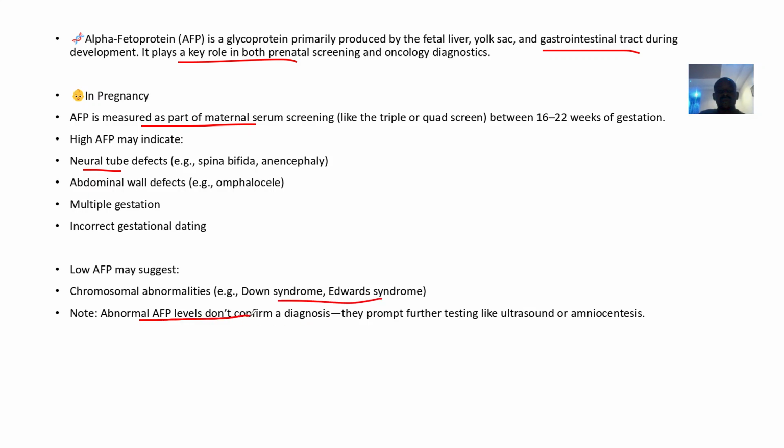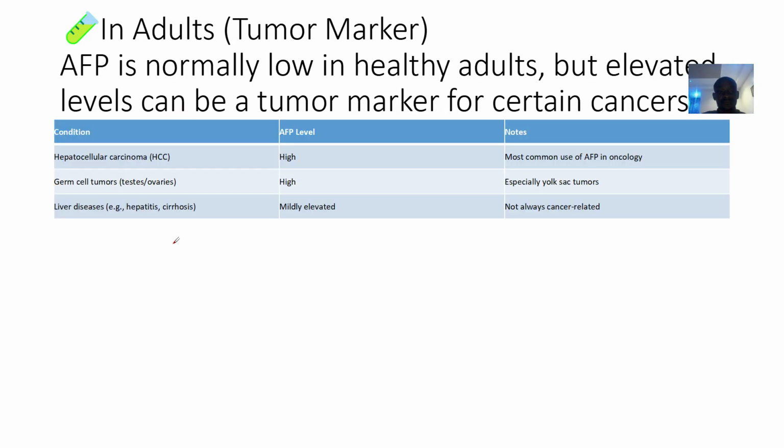Alright. So abnormal alpha fetoprotein levels don't confirm a diagnosis. They prompt further testing. It's just something that will help you think further. It's not the final say.